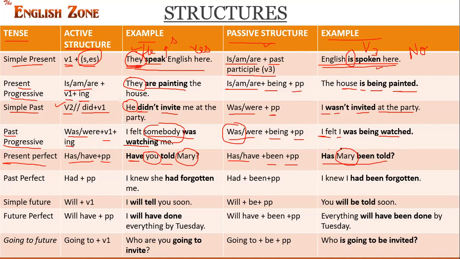Next one, if we go to the next part, this is past perfect. Past perfect में आता है had plus past participle. It means the third form of the verb. I knew she had forgotten me. मुझे पता था कि वो मुझे भूल चुकी थी. Had plus third form. अब वही भूलने वाला पर्सन पहले. Who had forgotten me? She. ठीक है, और जिसपे एक्शन हुआ है वो बाद में. This is the subject, this is the object.